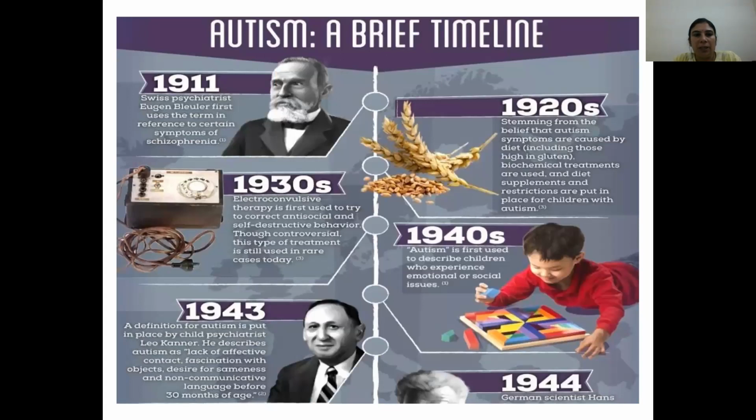Autism, a brief timeline. 1911. Swiss psychiatrist Eugen Bleuler first uses the term in reference to certain symptoms of schizophrenia. 1920s, stemming from the belief that autism symptoms are caused by diet, including those high in gluten. Biochemical treatments are used, and diet supplements and restrictions are put in place for children with autism.